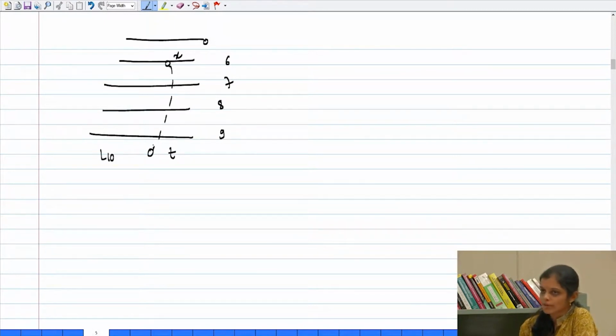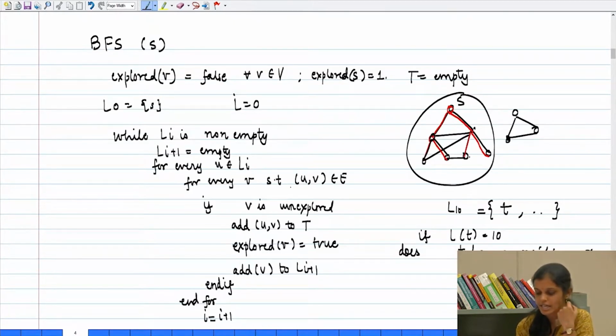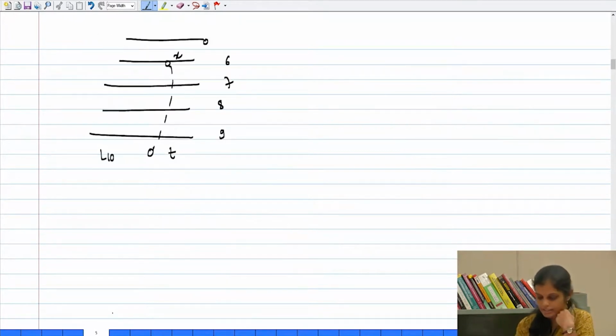Would it have been explored? I mean, already the tag should not have been given. The explored tag was not given. So it was unexplored when you were exploring the neighbors of X and you had the opportunity to explore it. What did we do? For every V such that UV belongs to E, if V is unexplored, so T was unexplored at that time, you must have added it to T and also put it in layer Li plus 1, which should have been level 7, right? So therefore, such a scenario that you have a neighbor in a much higher level can never happen.